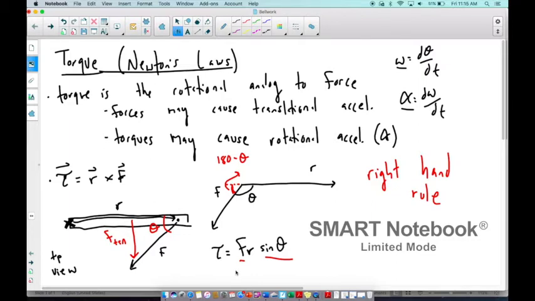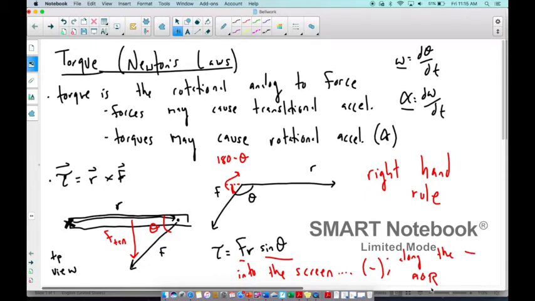That leaves my thumb pointing straight into the screen. So I would say that the torque direction then is into the screen. And we define that as a negative value for torque. If you're going into the paper or into the screen, we say that's negative. Another way of saying this would be that my torque lies along the negative axis of rotation. Okay?